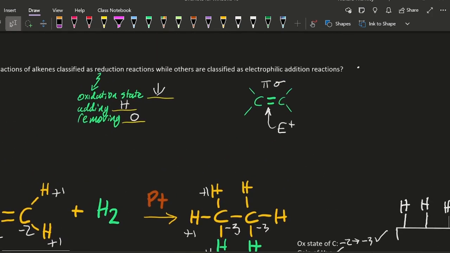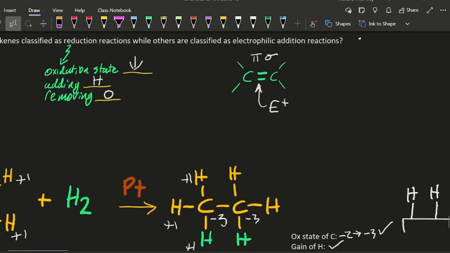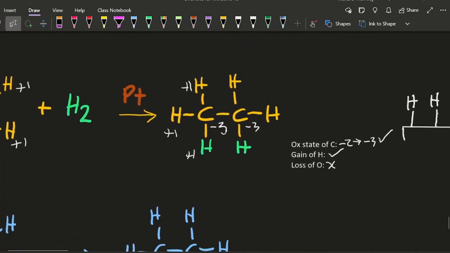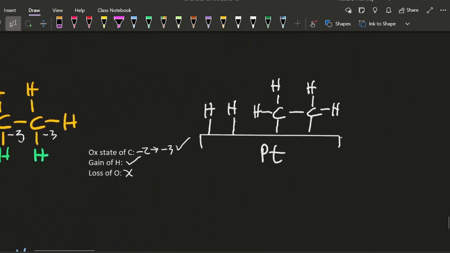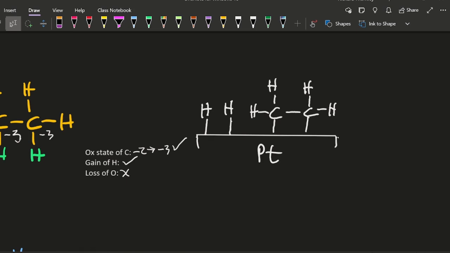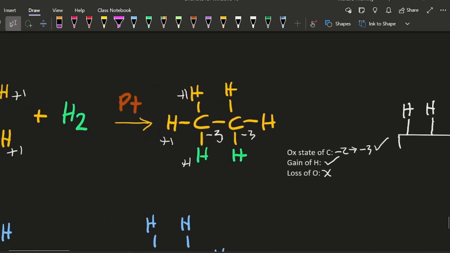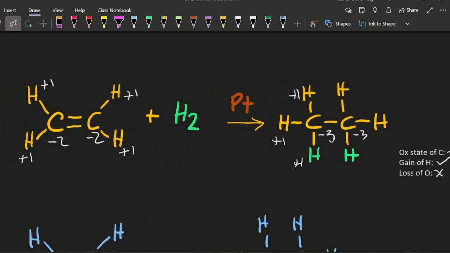So what about this electrophilic addition? Is there an electrophile? Well, actually, this is beyond the scope of the IB, but there isn't. What happens is the hydrogen adsorbs onto the platinum, and so does the ethene, and things happen. And no, there is no electrophilic addition here. So this is plain old simple reduction. Again, the actual mechanism is beyond the IB.